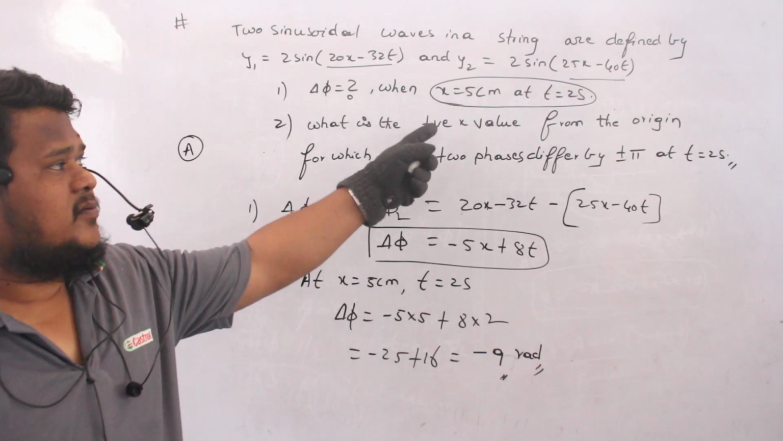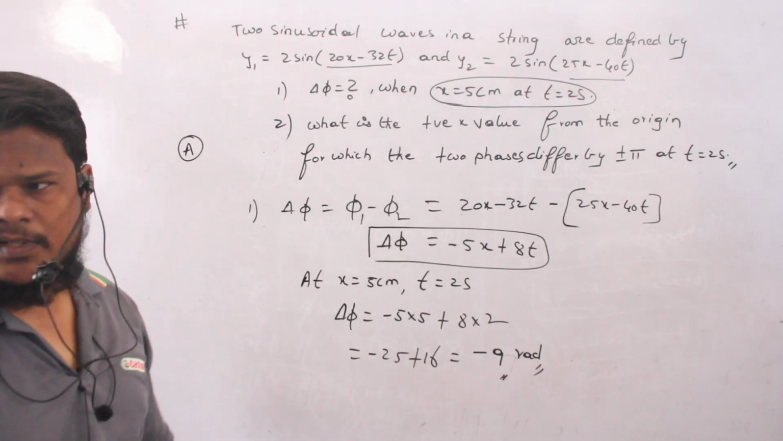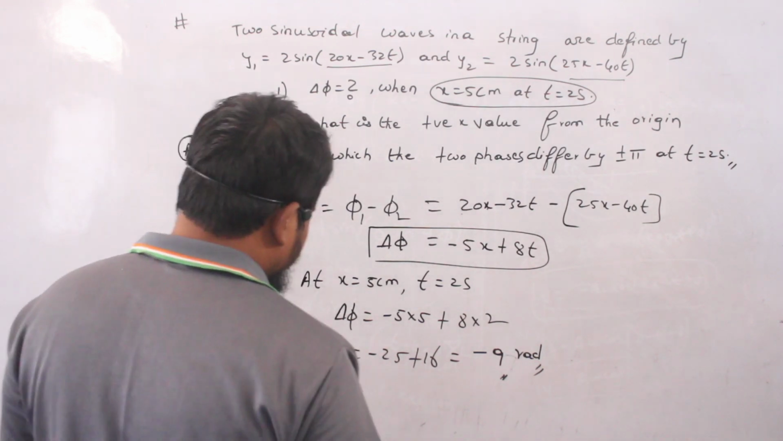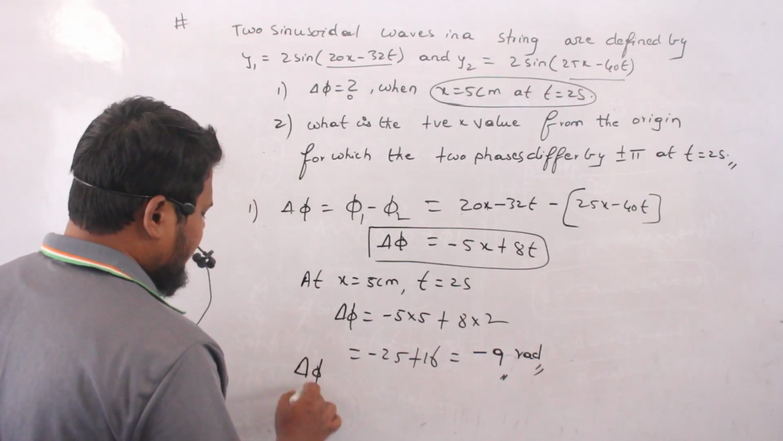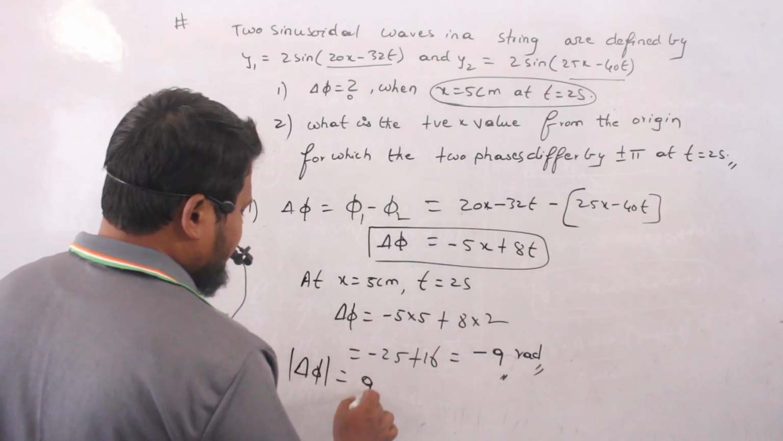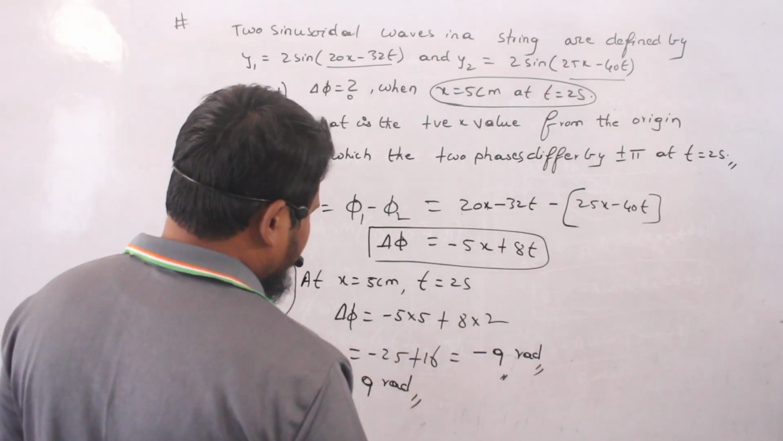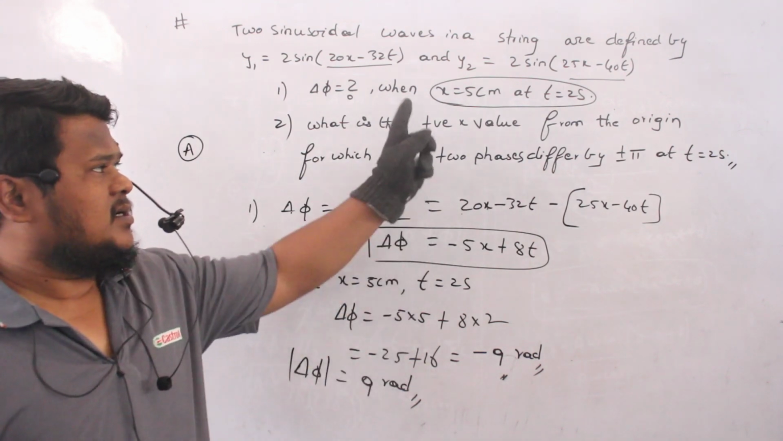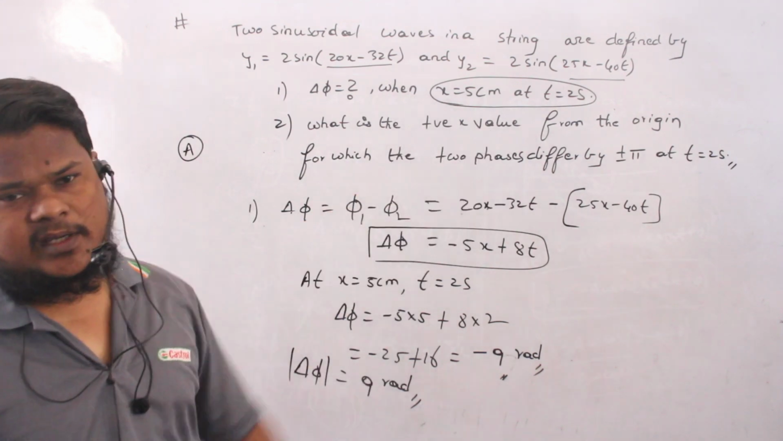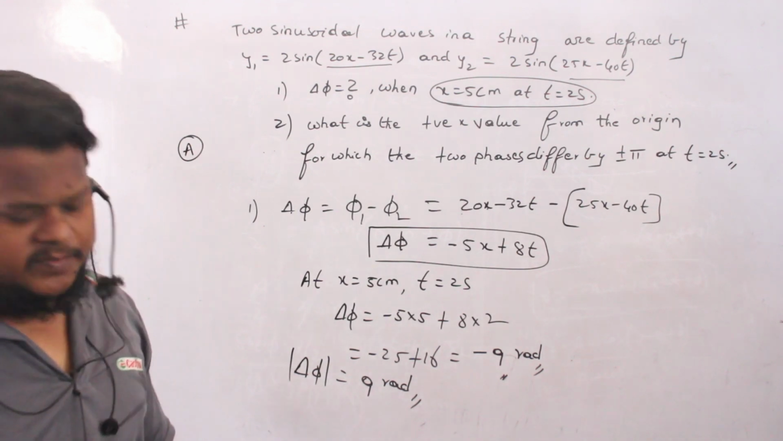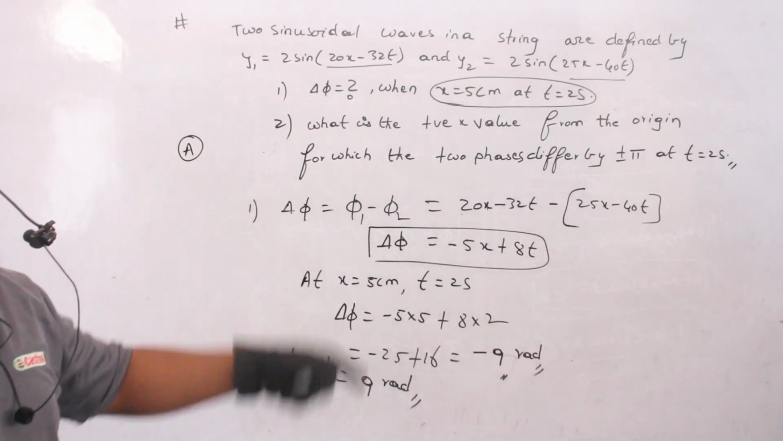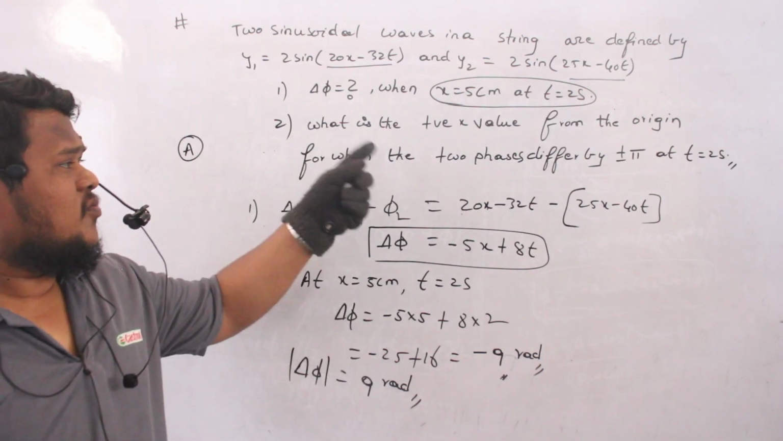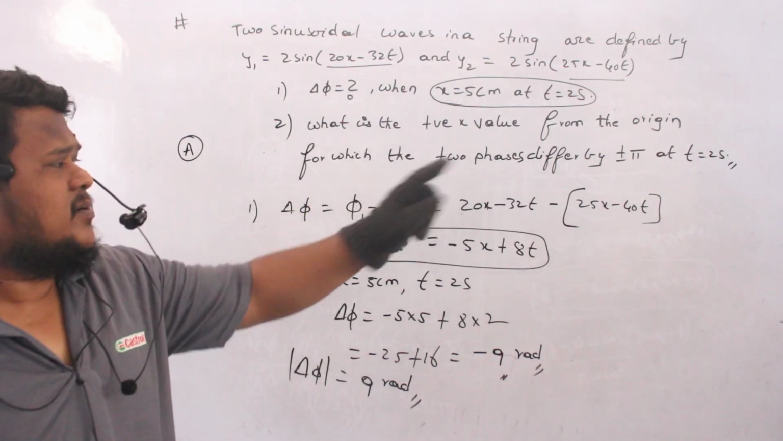So in these conditions, at x is equal to 5 centimeters and t is equal to 2 seconds, the magnitude of delta phi is equal to 9 radians. This is the phase difference between the two waves at x is equal to 5 centimeters and t is equal to 2 seconds. Clear now? As the x value and time change, this phase difference also changes continuously. Now what is the second question?